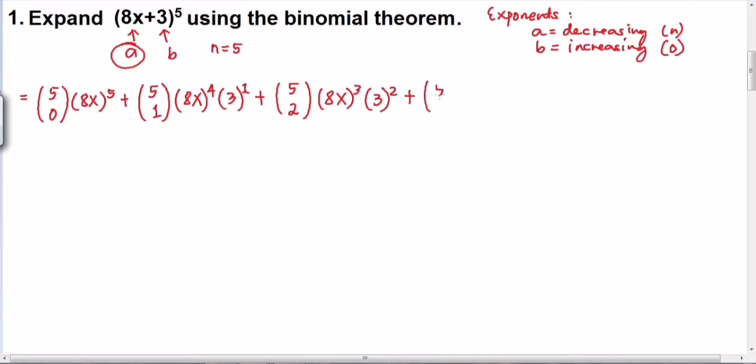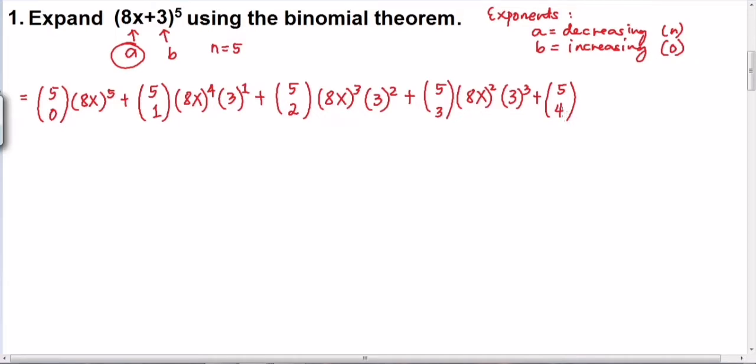So, this one naman, sunod is 5C3. Ito, magiging 8x squared, kasi pababa nga: 5, 4, 3, 2. Ito naman, paakyat: 0, 1, 2, so ito, 3 na siya. So, 3 raised to 3 na. Okay? Next one is yung 5C4. 5, 4, ayan. So, 4 na. 0, 1, 2, 3, 4. So, increasing din to.